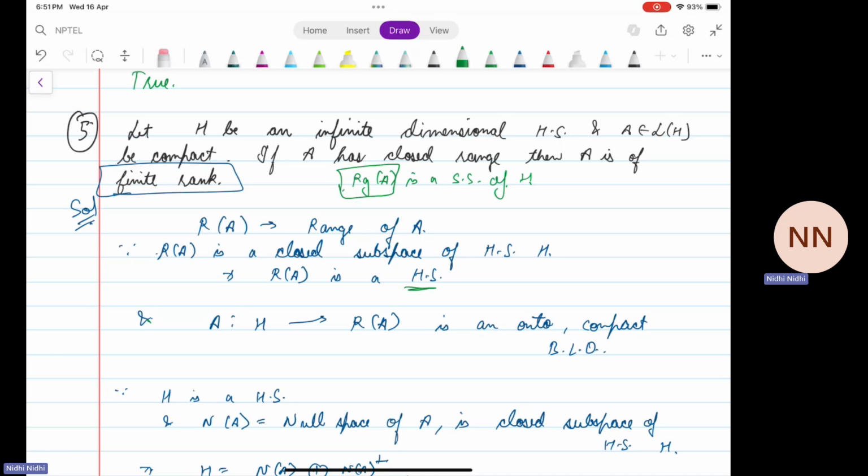In a Hilbert space, we know that it is finite dimensional if and only if its closed unit ball is compact. We will be using this fact to see whether it is finite dimensional or not. If we get that the closed unit ball in the range of A is compact, then we will directly get that the range space is finite dimensional.